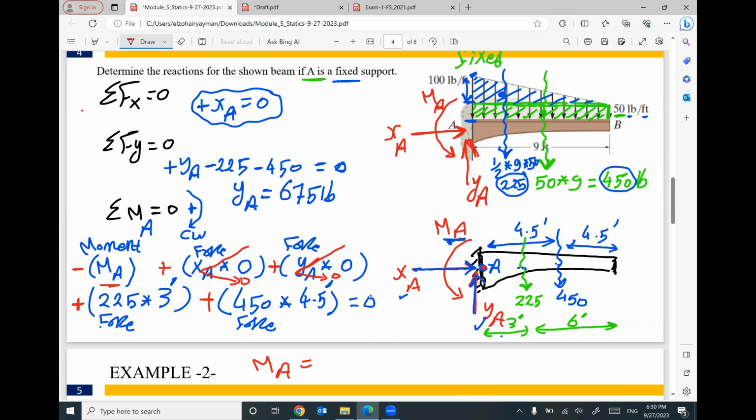MA will be 2,700 pound foot. This value is positive. That means you assumed the correct direction.